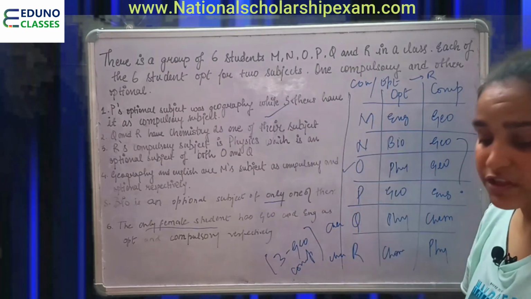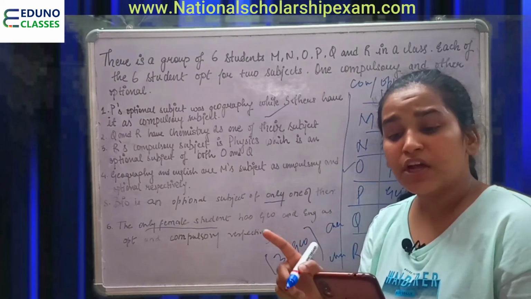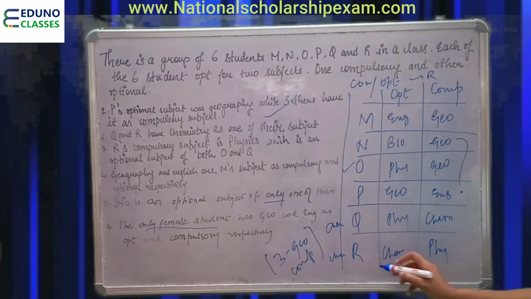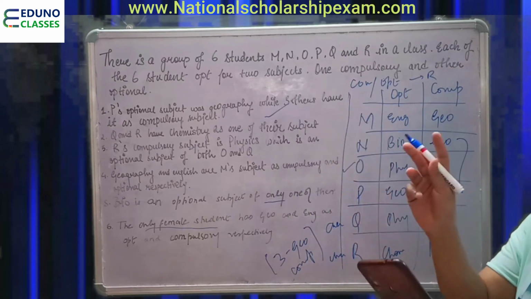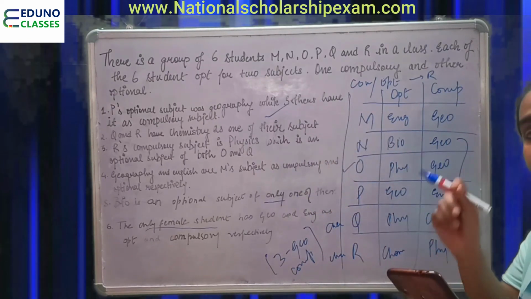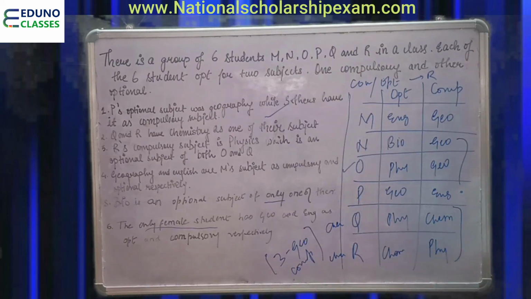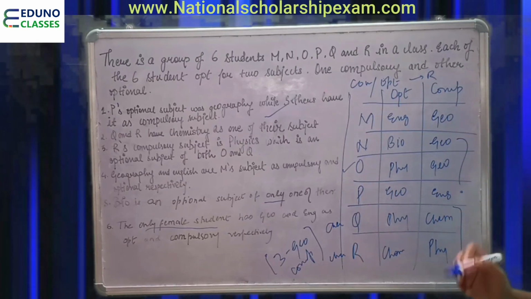Now next, the fourth question. Disregarding which is compulsory and which is optional, who has the same combination as that of R? Now it is saying that disregarding whether it is optional or compulsory, who are the 2 students who are studying chemistry and physics? So these are 2 students who are studying chemistry and physics. Nobody else is studying chemistry and physics together.